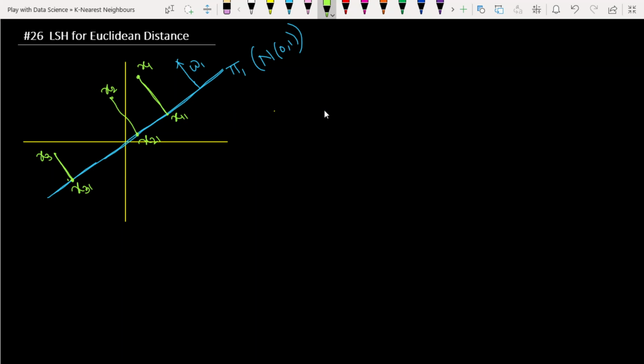So simply, xij means the projection of the ith point on the plane pi j. Okay, this is simple, the projections.